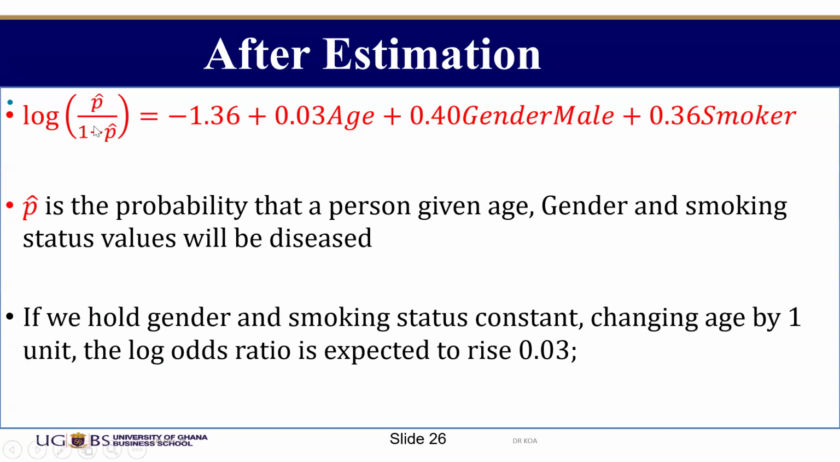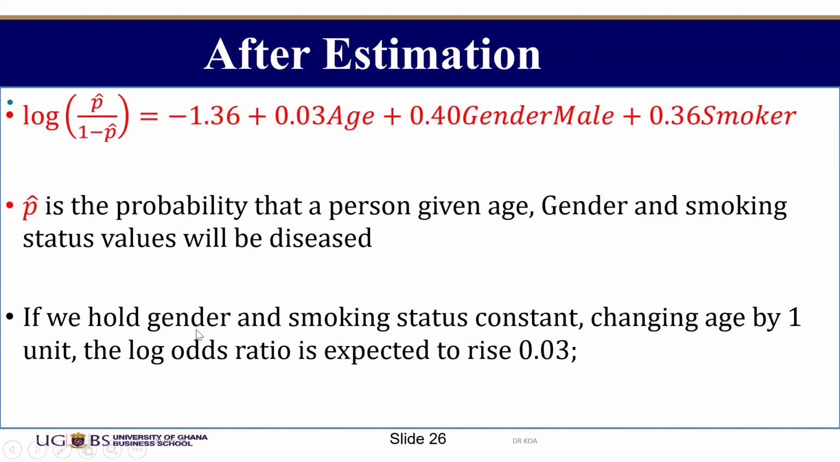The log odds is equal to negative 1.36 plus 0.03 age plus 0.40 gender male plus 0.63 smoker. The P that you see here is the probability that a person, given age, gender, and smoking status values, will be diseased. The probability that a person will be diseased, that is what this is telling you. Now watch this. That will be for next week.